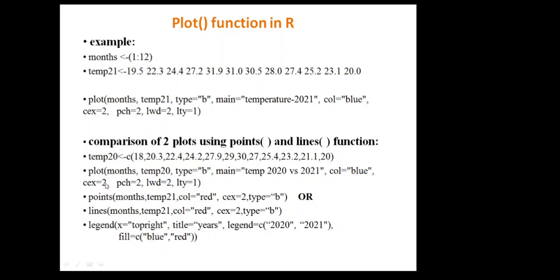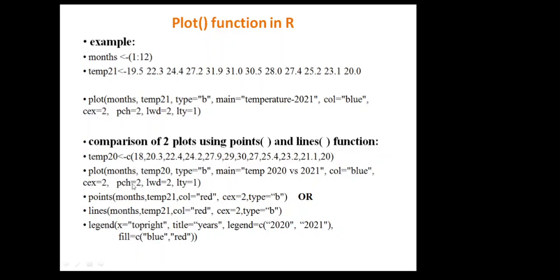Now first, to compare two plots, first we need to create one plot. Okay, so I am creating this plot, months. This is my month vector. Okay, then temp 20. This is my current vector, temp 20, and all the remaining parameters that are used to create a plot. Here I have given title temp 2020 versus 2021 because I want to compare average temperatures of all the months in year 2020 and 2021. Okay, then color of this particular graph is blue and remaining parameters are given.